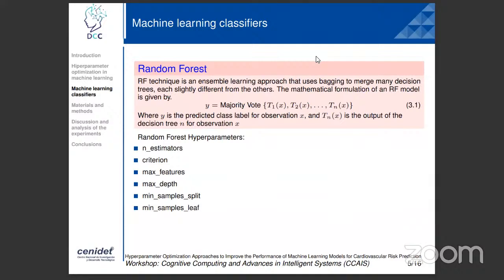We apply three classifiers: random forest, support vector machine, and extreme gradient boosting. The hyperparameters we focus on tuning for random forest were n estimators, criterion, max features, max depth, min sample split, and min sample leaf. For example, n estimators is the number of decision trees considered for training the model, and max depth is the maximum depth of each decision tree.